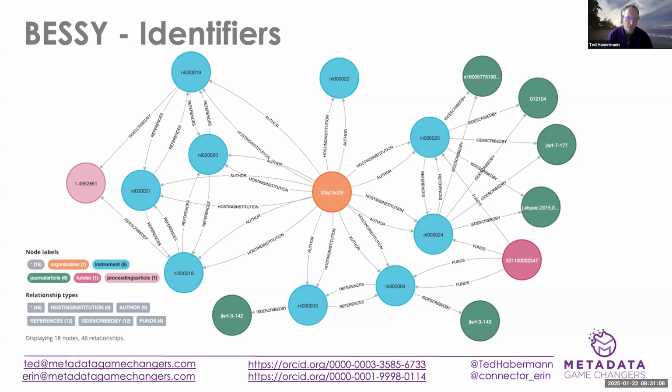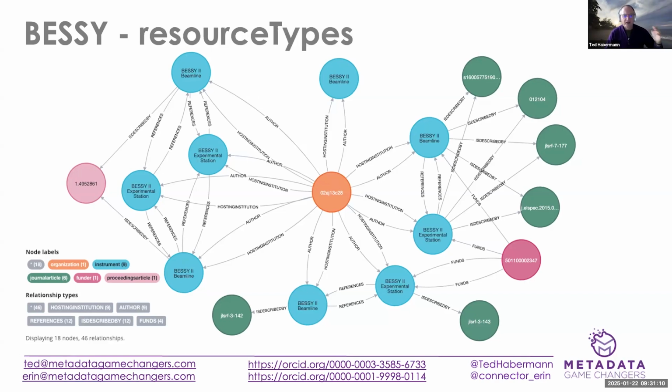And the identifiers are really the critical piece here. As we go to resource types, remember this is the full text description of the resource in addition to instrument, which is the more general. And here we actually see names of groups of these instruments. This is beamlines in Germany, and we can see multiple instruments that are on either experimental stations or beamlines. So this is the next level of detail.